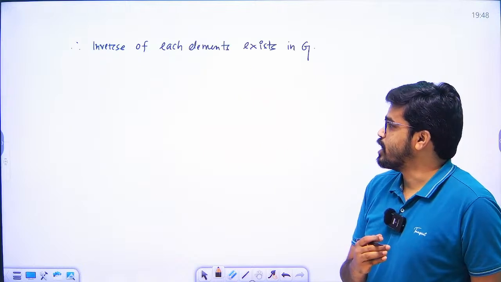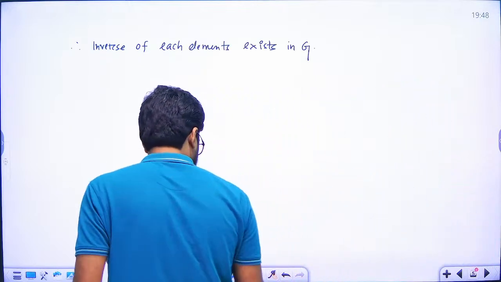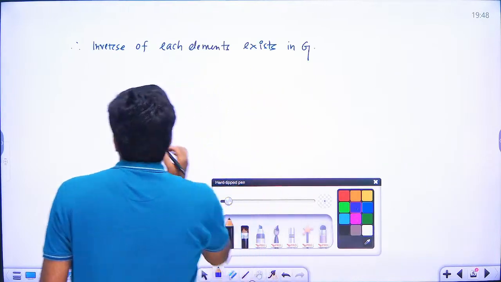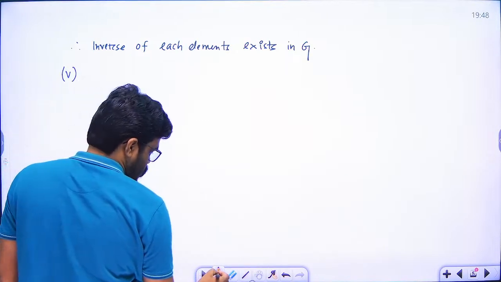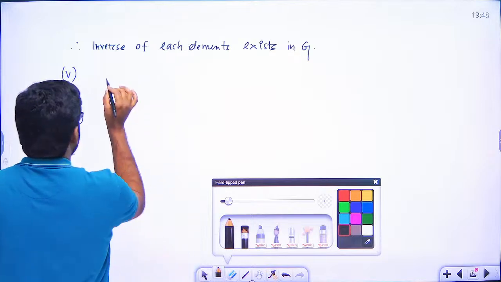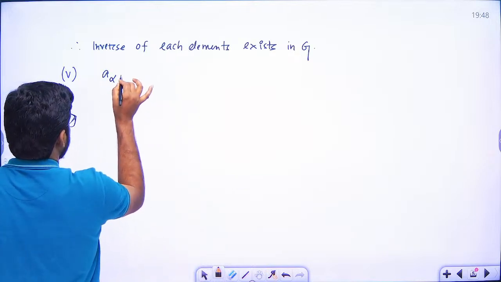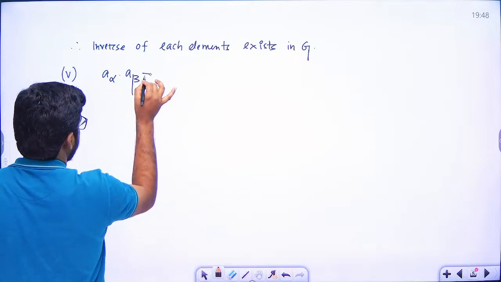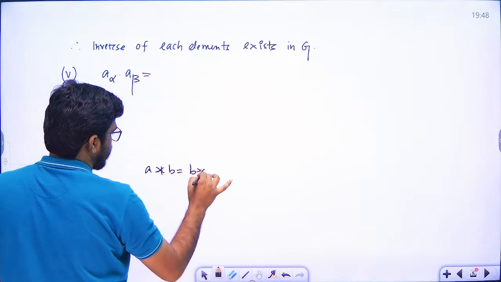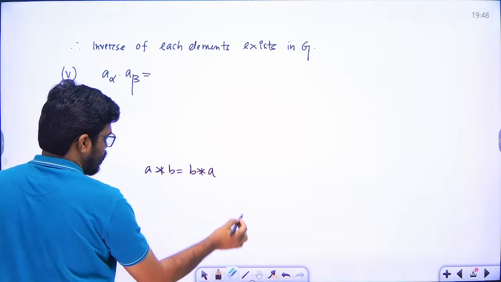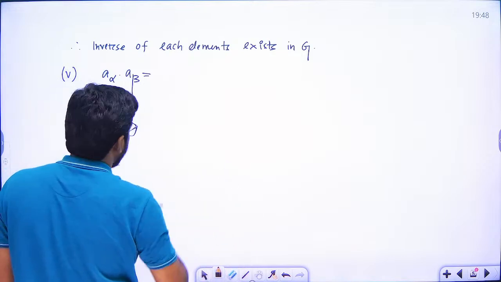So finally, number 5, commutativity. Okay, so what is our target? We have to show that A alpha dot A beta. What is the commutative property? A star B equals B star A for all A, B belongs to G, right? So A alpha dot A beta.